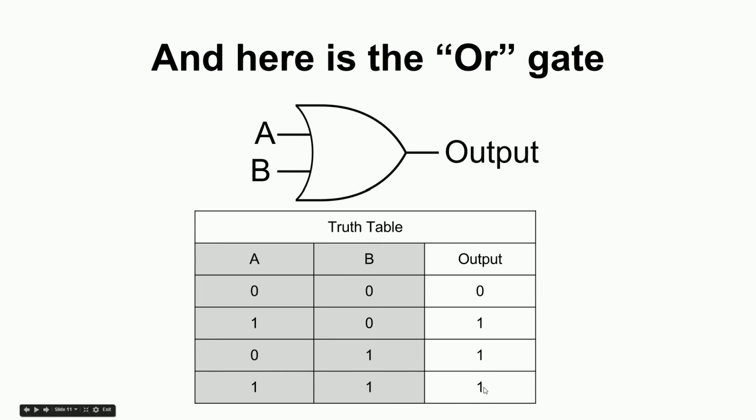So we have three instances where the output is high and one where it's low with the OR gate. Again, not too difficult, pretty straightforward. At least one input has to be on for the OR gate to be on.